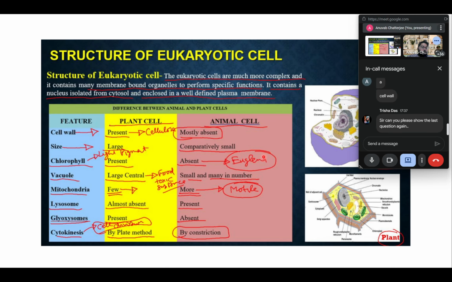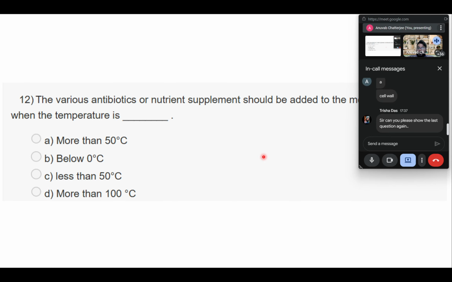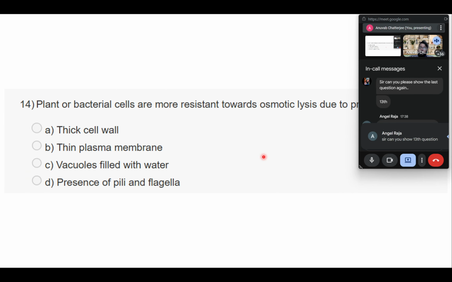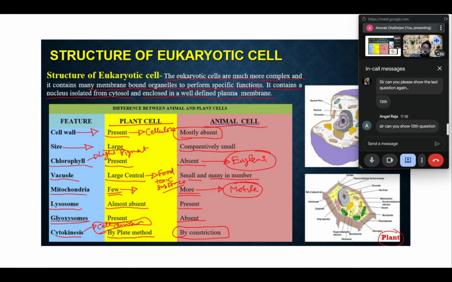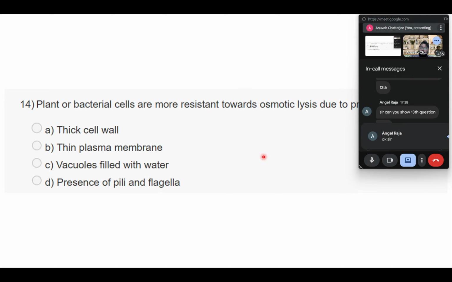Can you please show the last question again? Do you mean this one or this one? The 13th. Yes, I think I have placed the 13th question after this because the two were one after the other. So we will see the 13th after we are done with the 14th. The next one is the 13th.